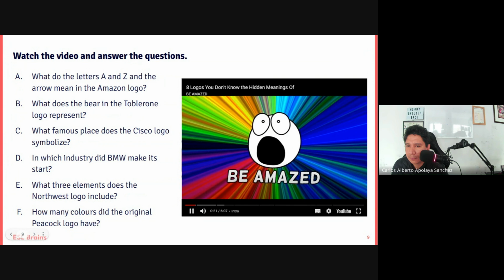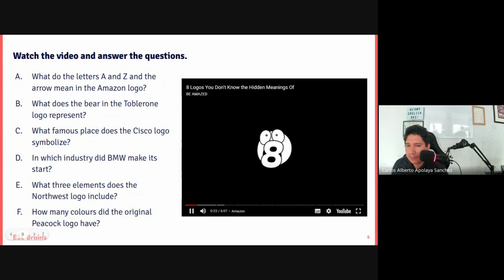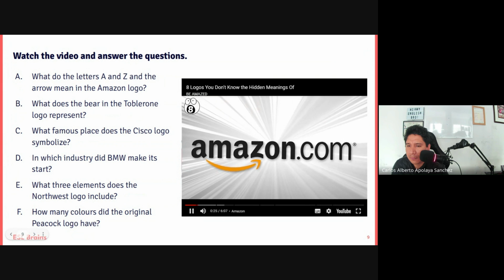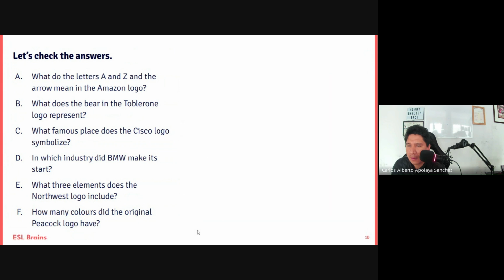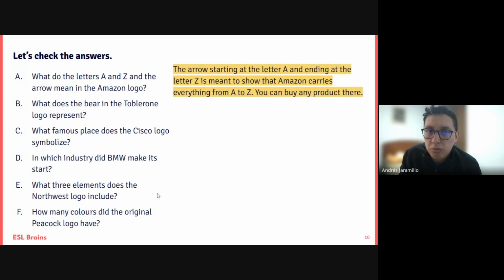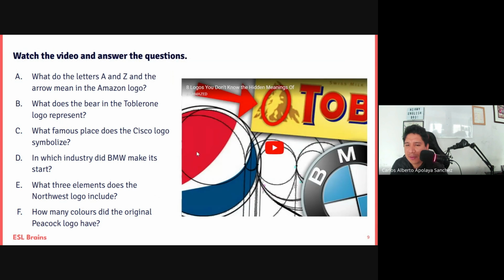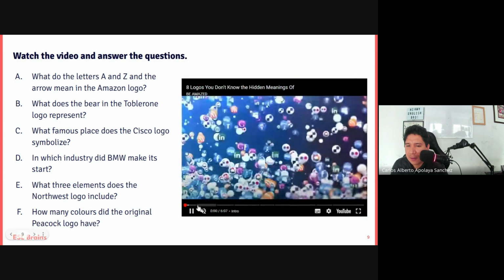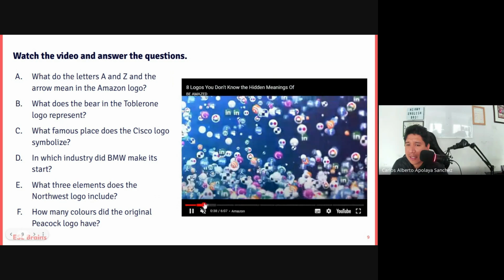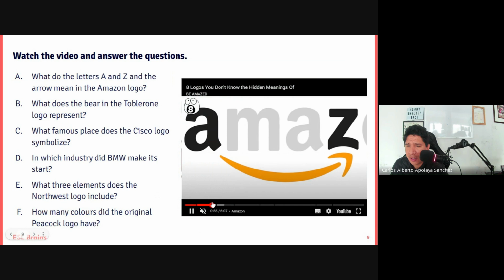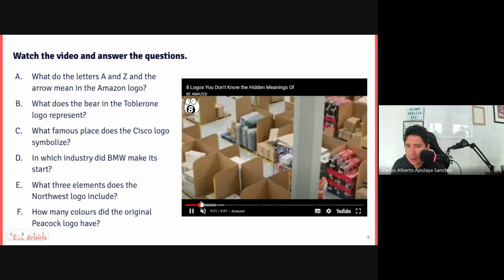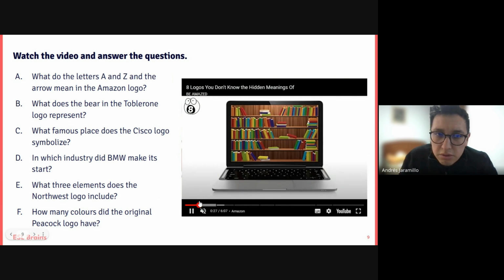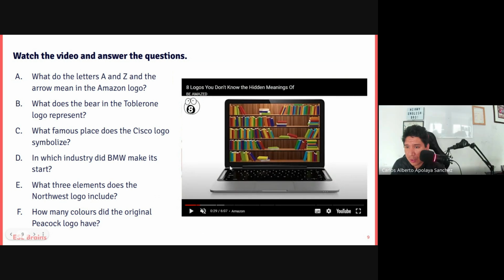Amazing! Number 8. Amazon. The first one is Amazon. So my question is, what does Amazon sell? Everything. They sell everything, different products. But what is Amazon? It's an online store, right, where people can buy products on a website. But now let's analyze the logo.